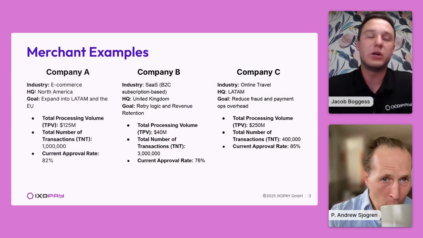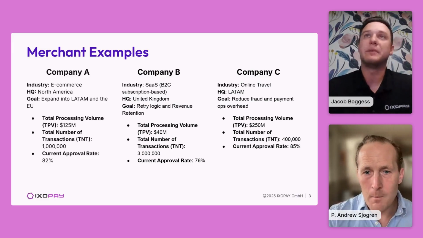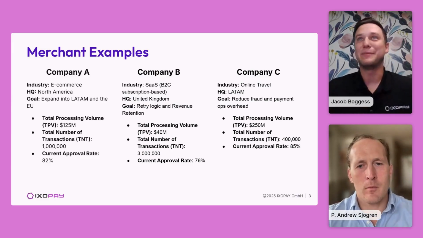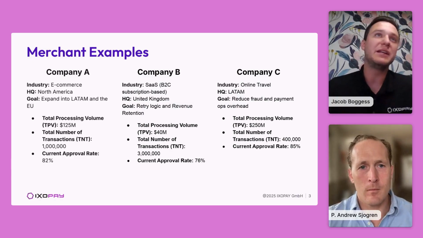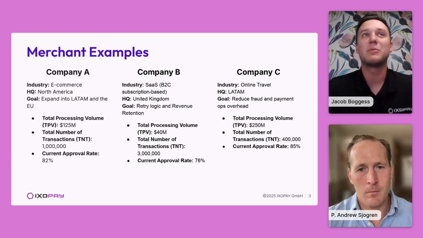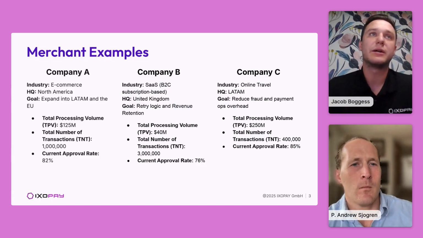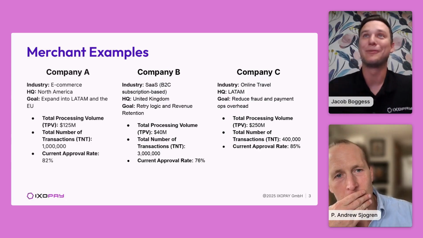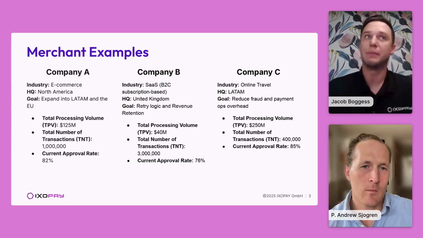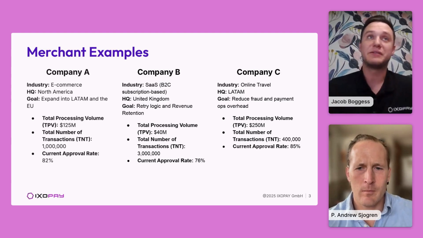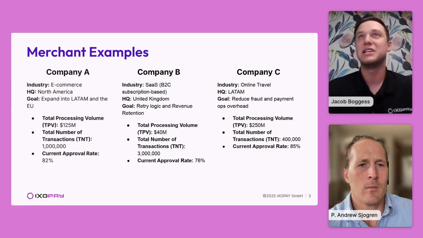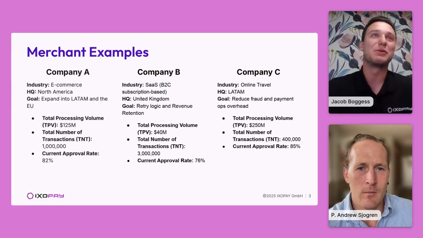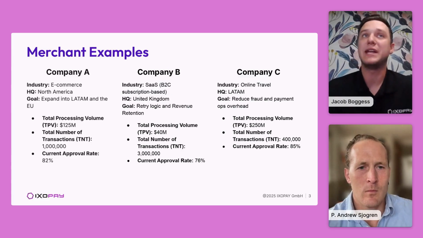So what we did here, everybody, is that we came up with 3 companies, 3 merchants, company A, company B, company C. Right now, we're going to focus on company A. They are an e-commerce platform or e-commerce merchant, based in North America. They have plans to expand into LATAM and the EU. So already have some issues there in the complexity of what their payments are going to look like from point A to point B. So total processing volume is around 125 million, just keeping numbers nice and even and clean. Their total number of transactions are around 1 million. And then their current approval rate is 82%.